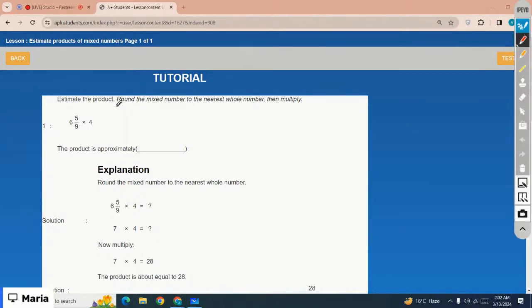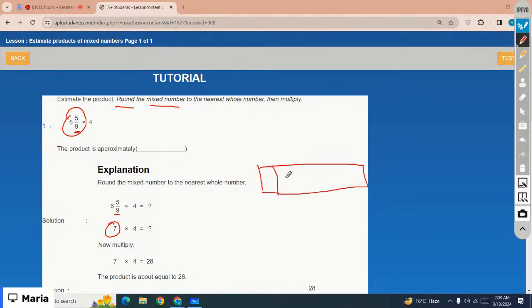Here you have to round the mixed number. The mixed number is 6 whole 5 by 9 times 4. That means you need to round off 6 whole 5 by 9. The fraction 5 by 9 is greater than half, more than half. Because that is more than half, you can round off the whole number to the next integer. That would be rounded off to 7.